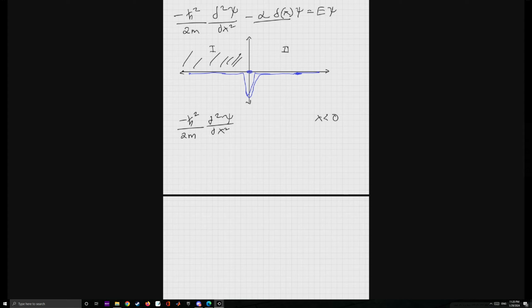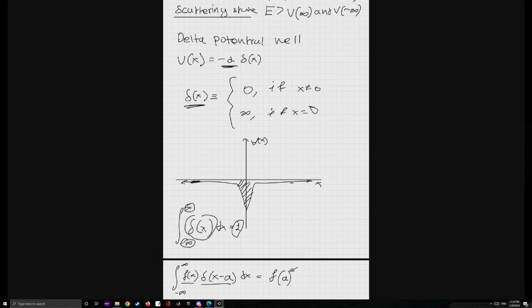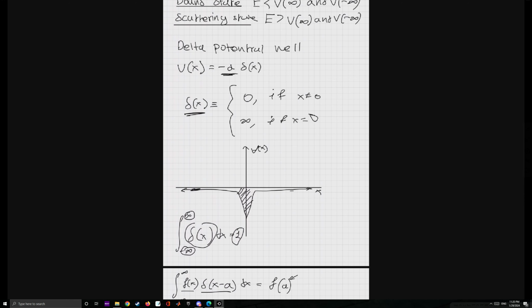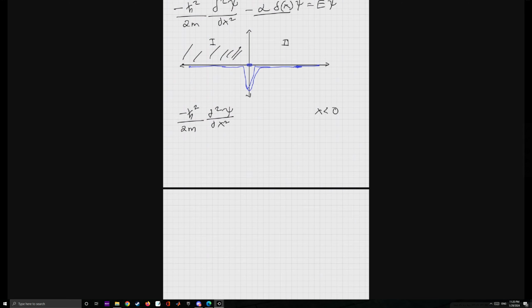So it's only at one point that it takes a value of infinity. That's how the delta function is defined: it's 0 if x is not 0, and it's infinite if x is 0. So only at 0 it takes an infinite value. Everywhere else, here and here, we simply have V equals 0. So since we're looking to the left of the spike, we see V equals 0, and then this equals E psi.